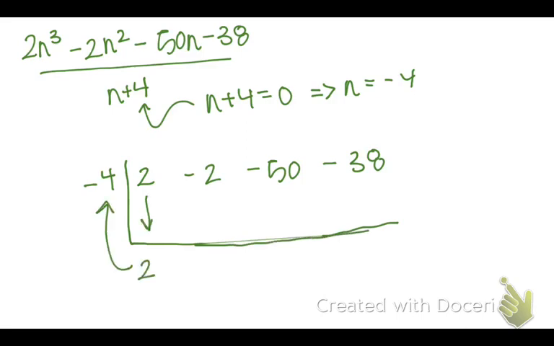2 times negative 4 is negative 8. Then I add, I get negative 10. Negative 10 times negative 4 is positive 40. Add those, I get negative 10. Negative 10 times negative 4 is again positive 40, and I'm left with 2.